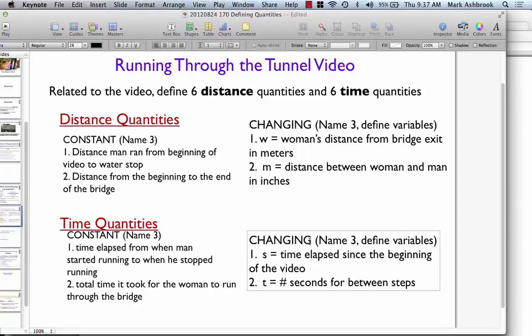Okay, actually, let's go back to this first one. Is the first one good? Units. Need units, right? If we're defining a variable, we need units. So in seconds. And then T, the number of seconds between steps. How about that? Oh, yeah. You're not specifying it's the man or the woman. So who do you want, man or the woman? Okay. Number of seconds between steps, between the woman's steps.